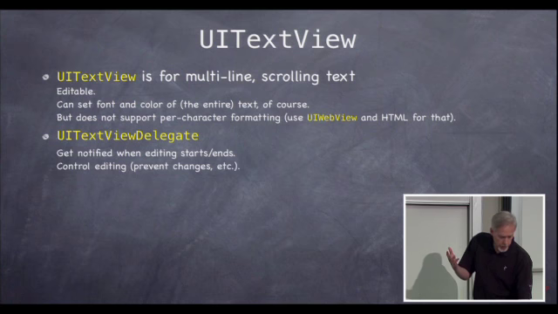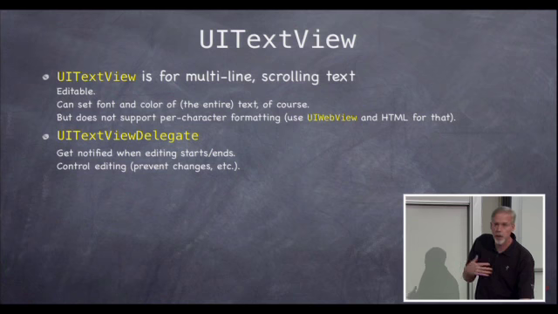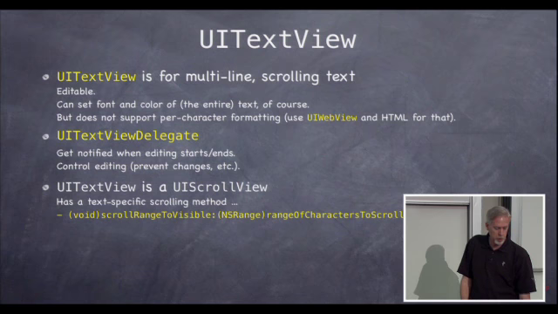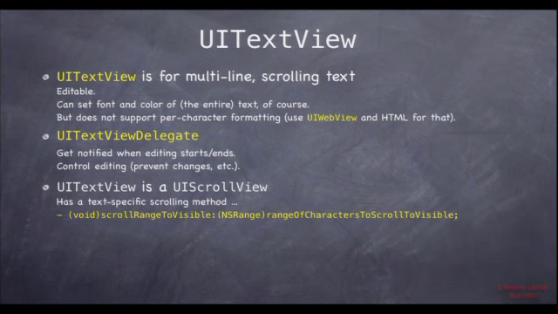The UITextViewDelegate is similar to the text field. You get notified when editing starts and ends and stuff changes. You can react to that. There's also a special scroll view method. A text view is a scroll view, and it adds this method scrollRangeToVisible, which you specify an NSRange of the characters, and it'll scroll them to visible, that kind of thing. So, UITextView, rarely used.